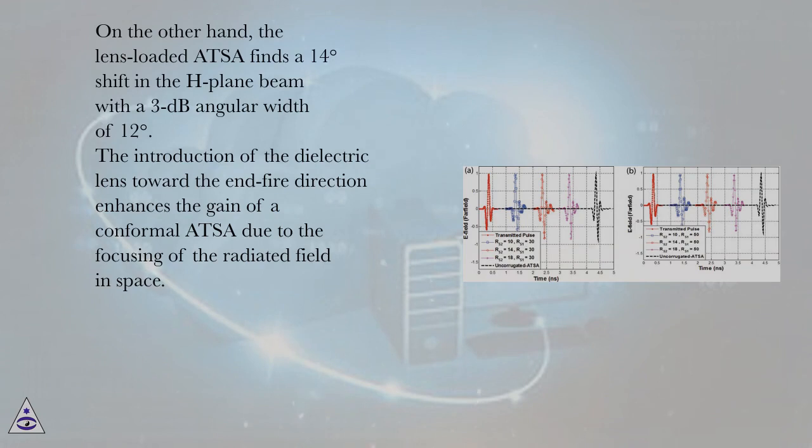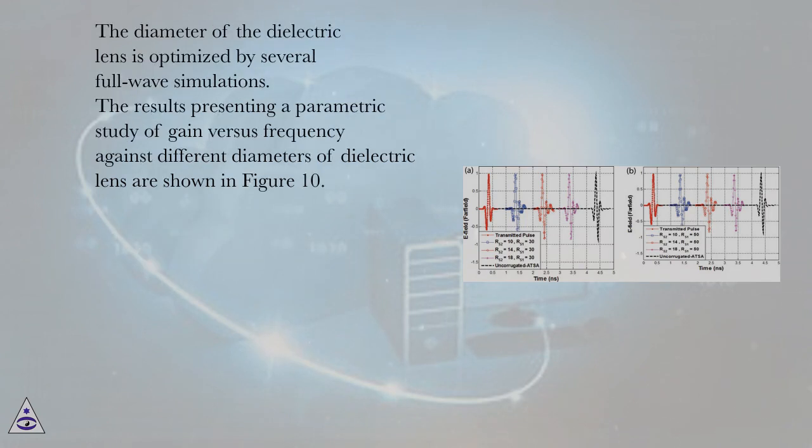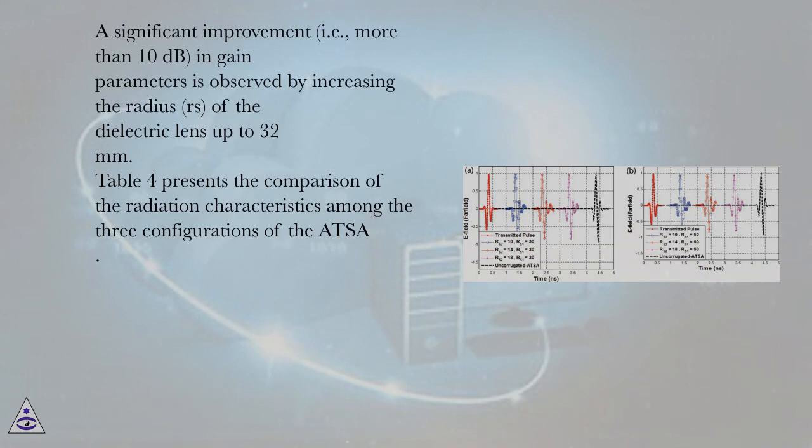The introduction of the dielectric lens toward the end-fire direction enhances the gain of a conformal ATSA due to the focusing of the radiated field in space. The diameter of the dielectric lens is optimized by several full-wave simulations. The results presenting a parametric study of gain versus frequency against different diameters of dielectric lens are shown in Figure 10. A significant improvement, i.e., more than 10 dB, in gain parameters is observed by increasing the radius, RS, of the dielectric lens up to 32 mm. Table 4 presents the comparison of the radiation characteristics among the three configurations of the ATSA.